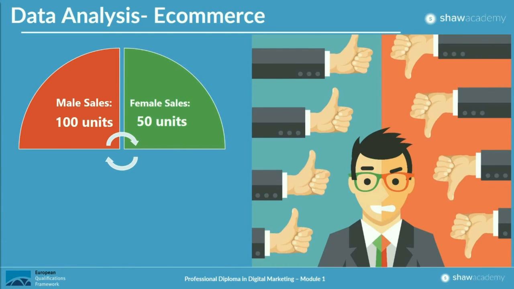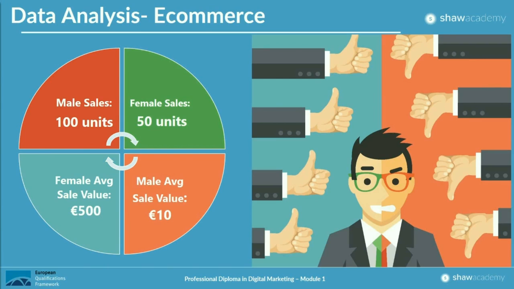With this information, you would probably start to focus on getting more products for men, right? Because this is where the most unit sales are coming from. But it's a half circle for a reason. Let's say you look a little bit further, okay, and you see that the average male spend is only €10, but the average female spend is €500. Okay, the females are actually spending more on fewer products than the men who are your customers, right? So this additional information would maybe make you think a little bit more about what direction you want to go in.